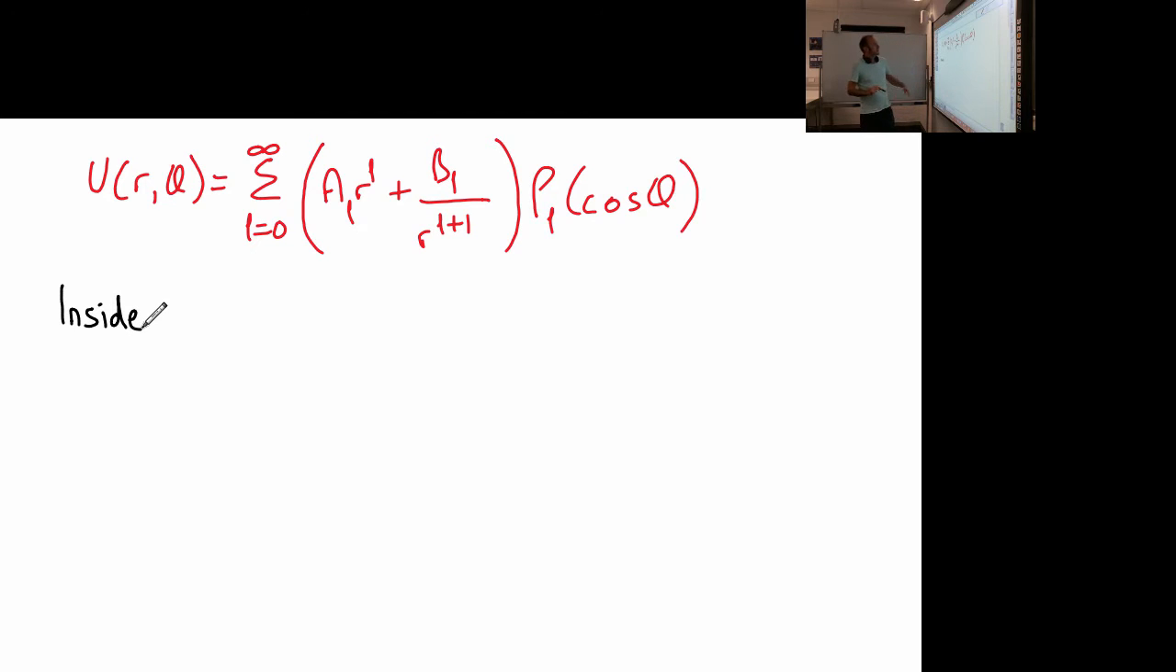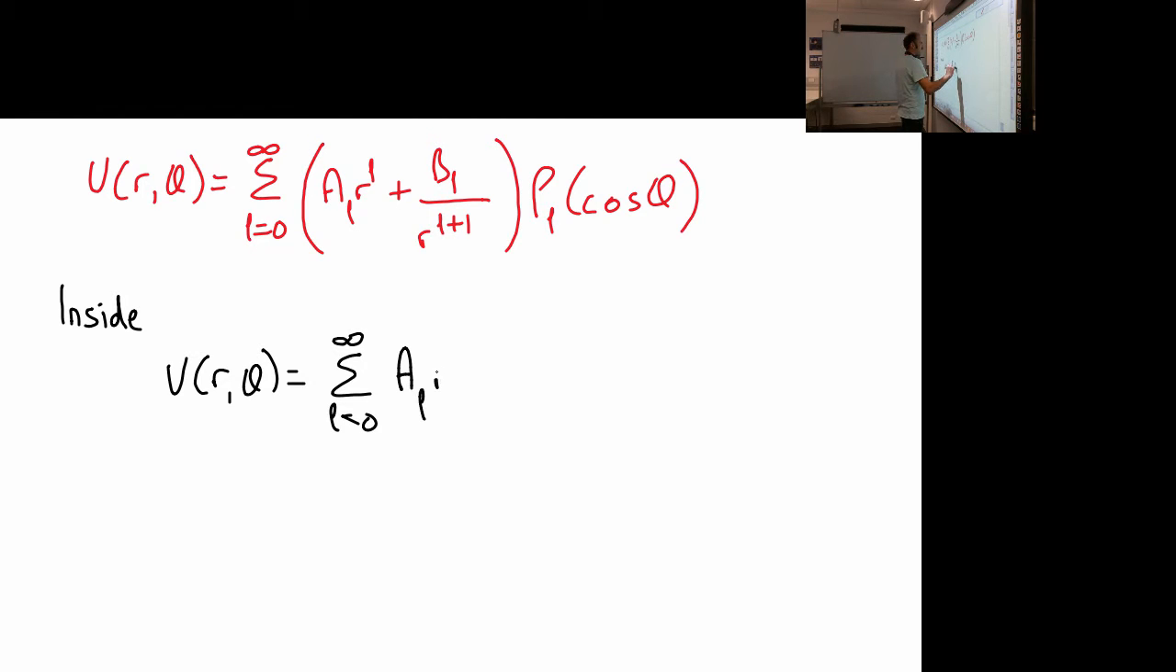Okay, so consider the two constants, A and B. Well, what we can see is that B must equal 0 for all of L, otherwise the potential will blow up at the origin. So what we can do is write the potential inside as V of r and theta equal to the sum from L equals 0 to infinity. Okay, so this is for inside.